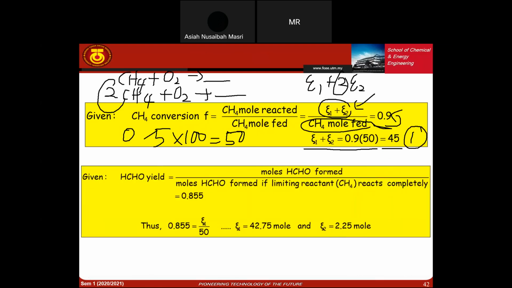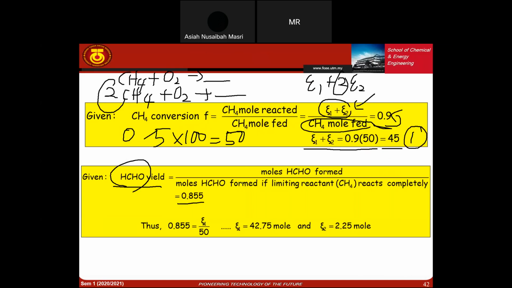we have the second piece of information, where we got formaldehyde yield, which is equal to 0.855. What is the definition of yield? So here it is fractional yield, not percentage yield. That's why it is not multiplied by 100. So yield is equal to how much product is formed. We are talking about how much formaldehyde is formed, because that is our main product.